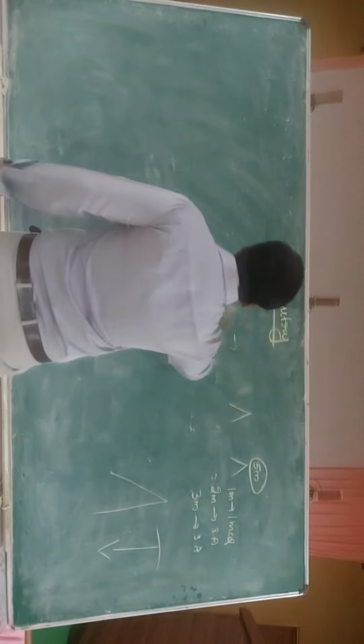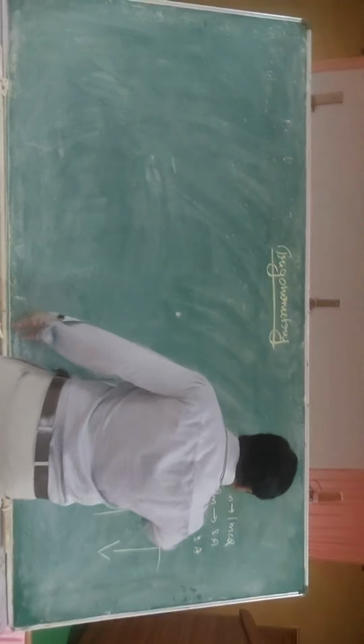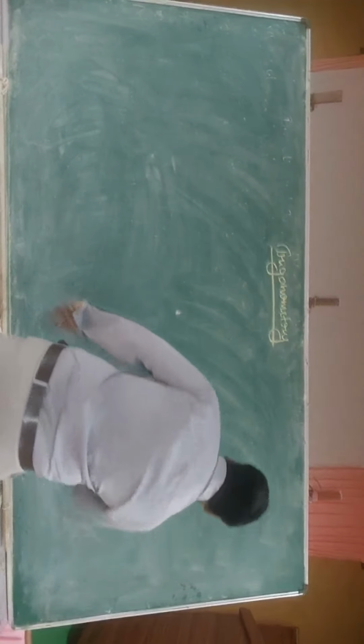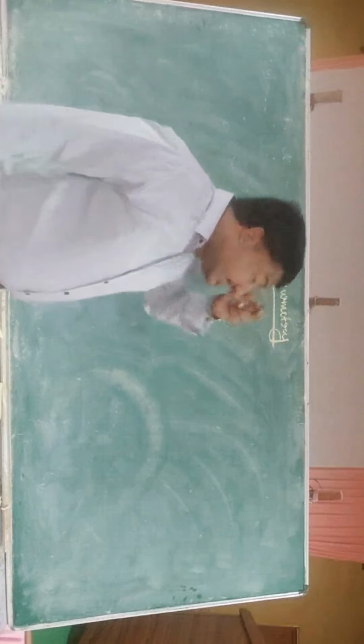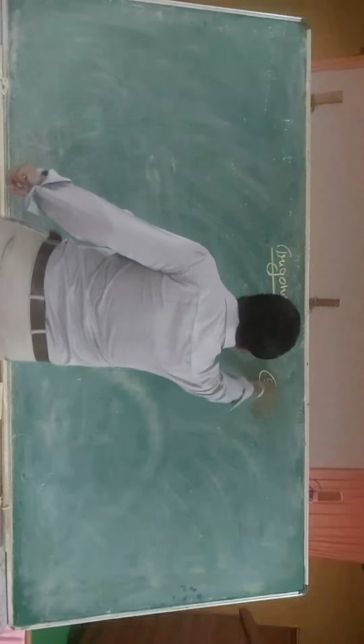Write the definition first. Take the definition. Write the heading Trigonometry and total weightage 5 marks. Write the definition.